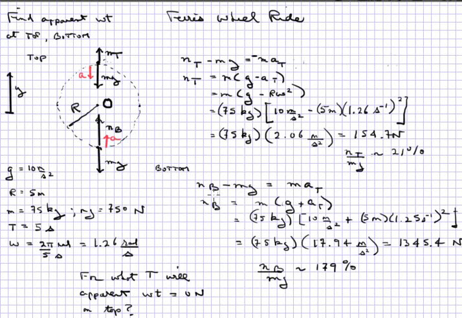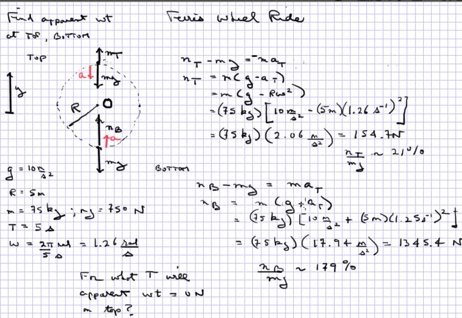At the bottom, the Newton's second law equation is N_b minus mg is equal to m times a_t. Now a_t here is positive. It's pointing in the positive direction of the y-axis that I'm assuming, and so I'm going to bookkeep this as a plus sign. If I solve for N_b, now I get m times g plus a_t.